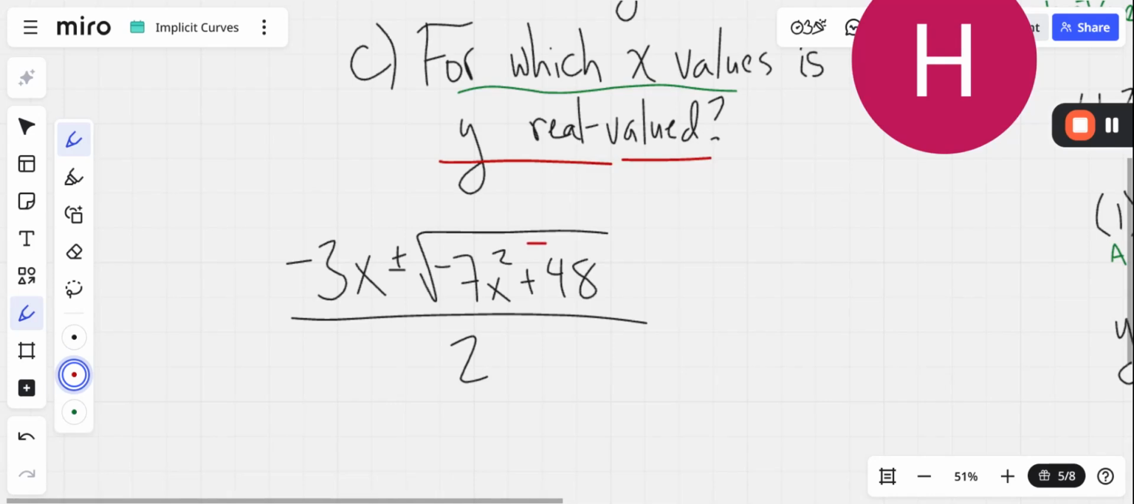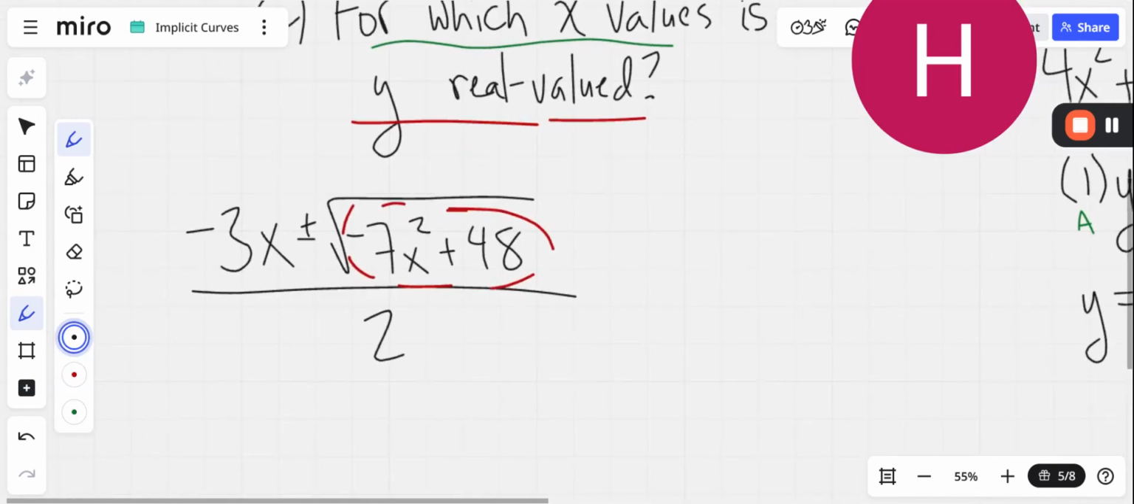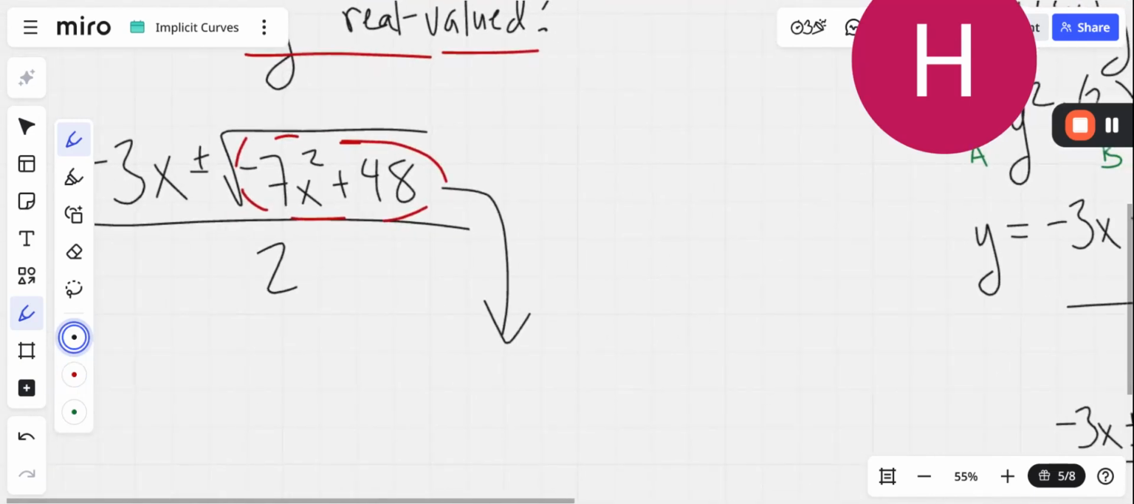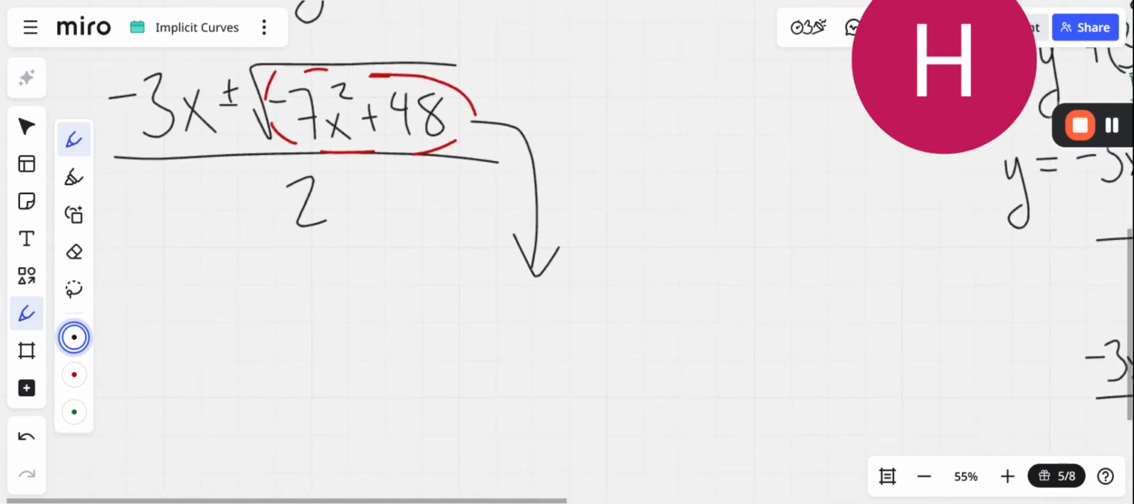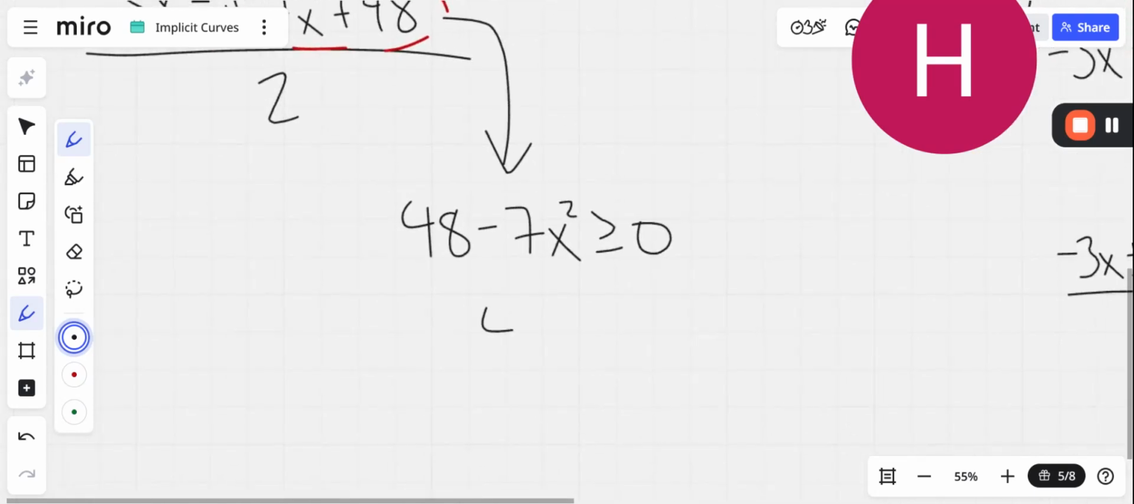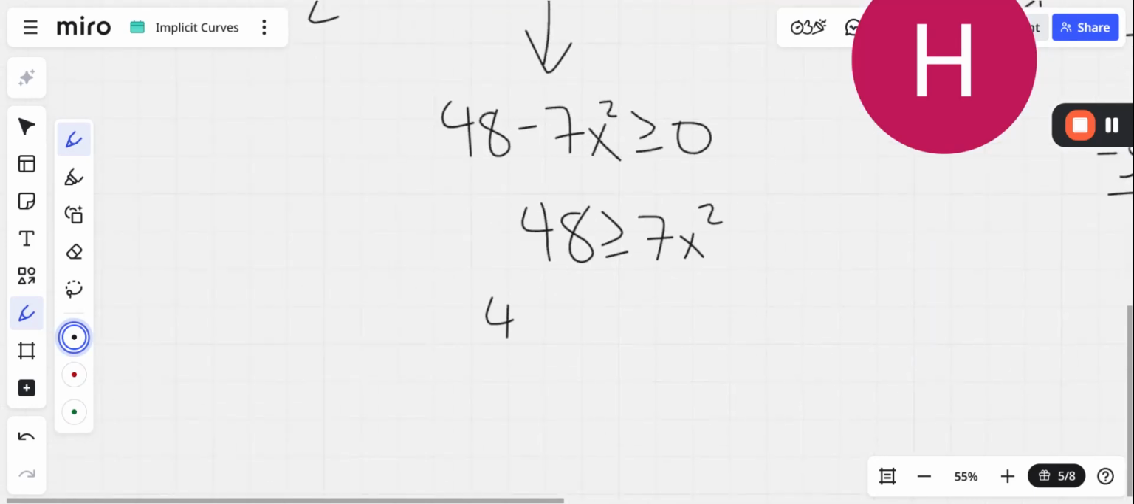either way, this is only a real value when the inside of the square root is non-negative, because remember that a domain restriction on radicals is that the inside of the square root cannot be negative, right? So let's see what values that would entail. So we would need 48 minus 7x squared to be greater than or equal to 0, which means we need 48 greater than or equal to 7x squared. And therefore we need 48 over 7 to be greater than or equal to x squared.